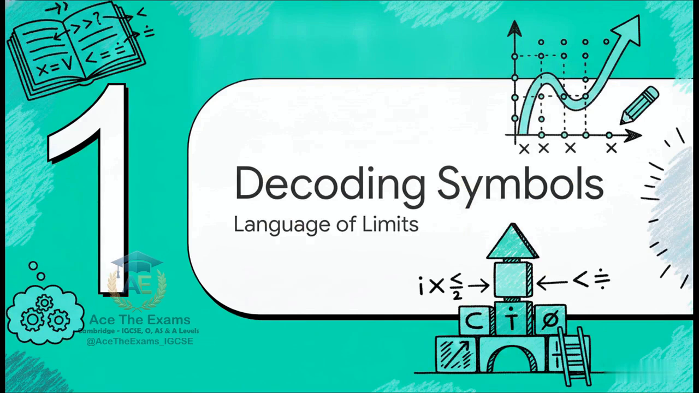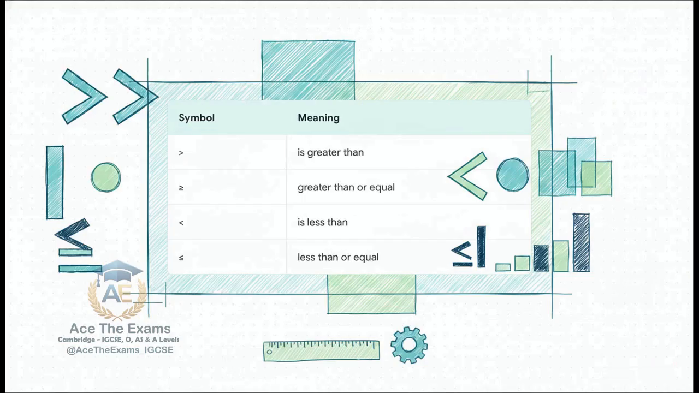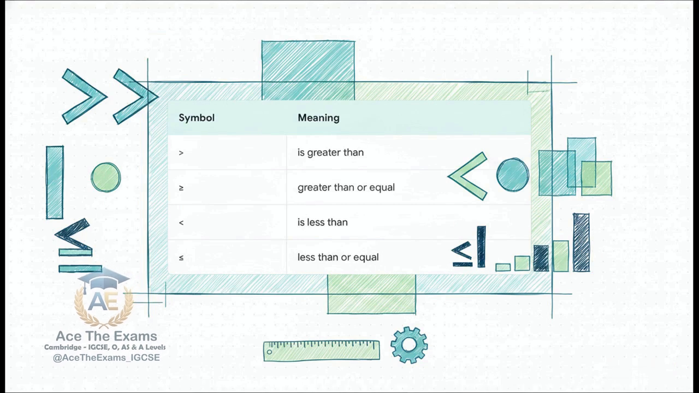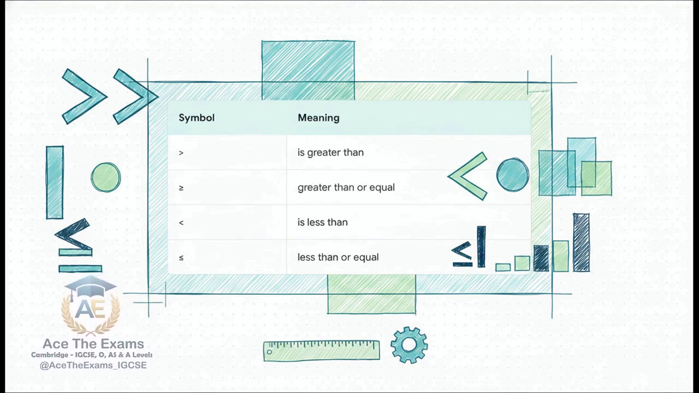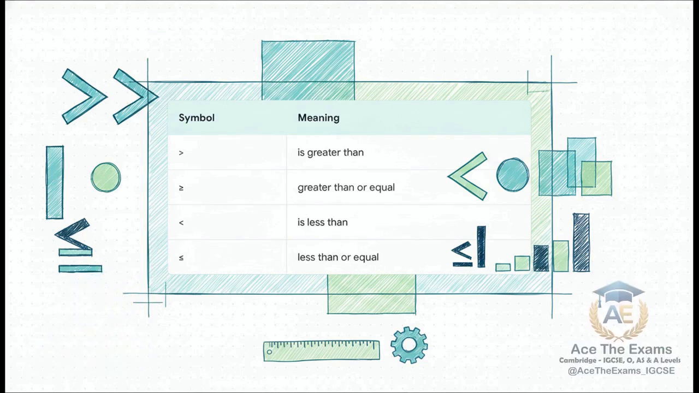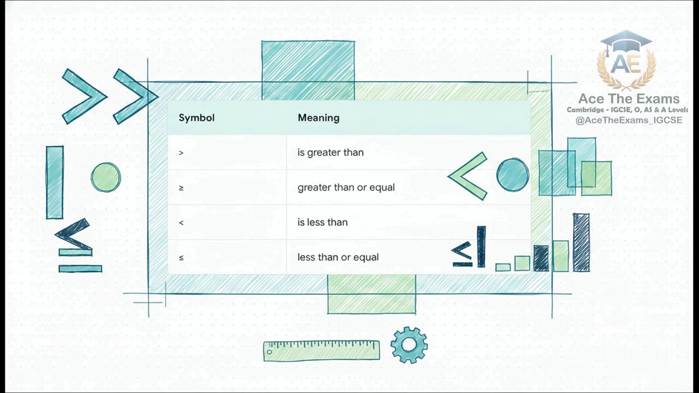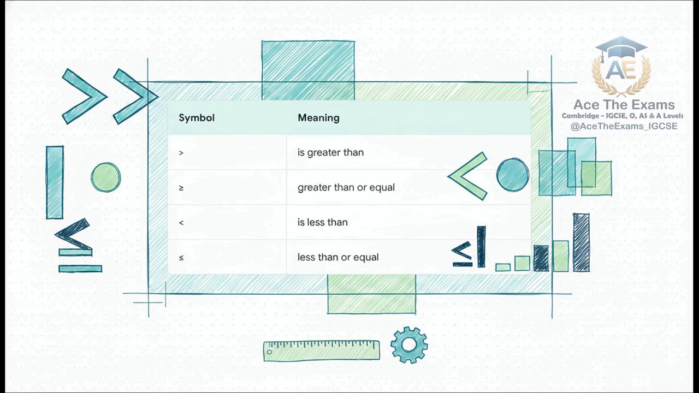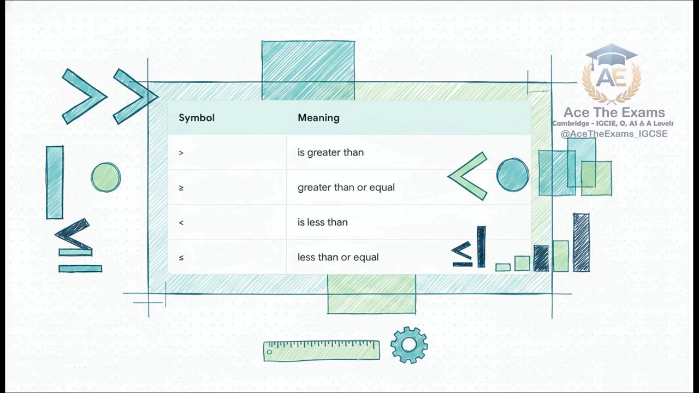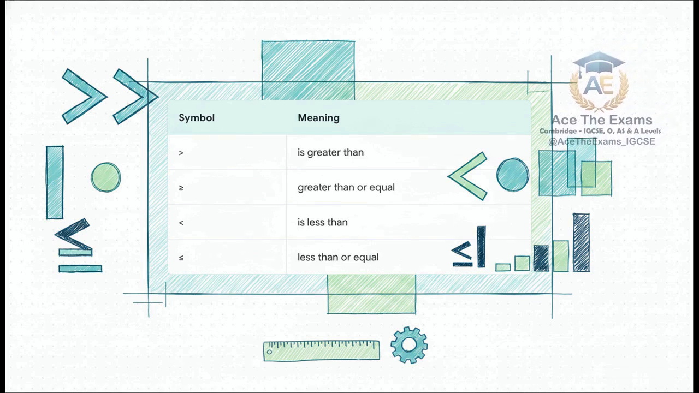Section 1. Decoding inequality symbols. Learning the language of limits. To build our visual maps, we first need to understand the language. Mathematics is essentially a foreign language, and treating this table as a direct, no-nonsense translation guide is the secret to mastering linear programming. You've probably seen these symbols before, but let's lock them in, because examiners love testing your precision here.